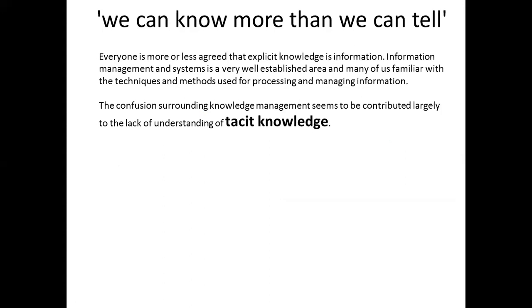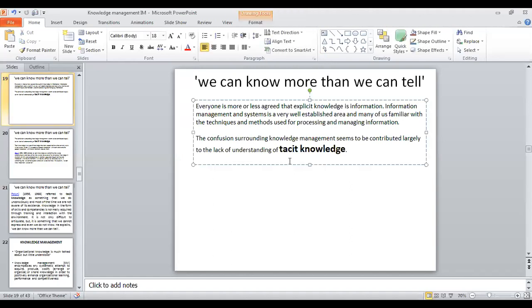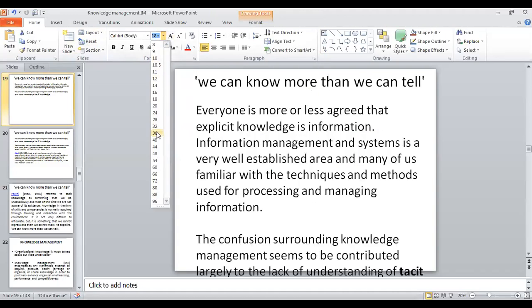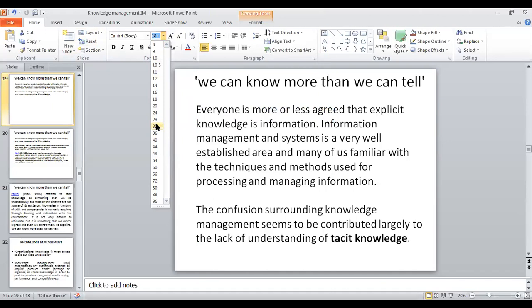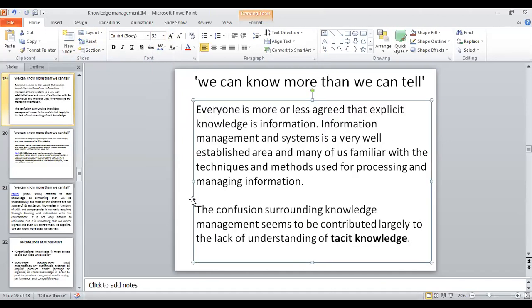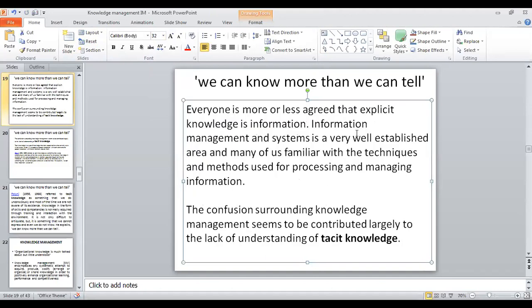Yeah. This is again from 3M. We can know more than we can tell. Everyone is more or less agreed that explicit knowledge is information. Okay, let me make it bigger. Explicit means we are gaining some external knowledge. So in knowledge management, there are a lot of big books, and if I refer to the knowledge management material, that should be explicit knowledge.